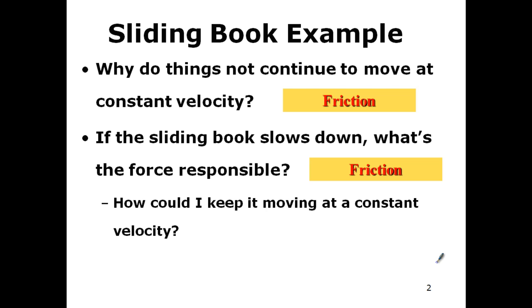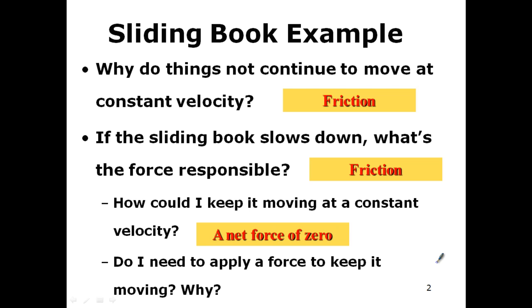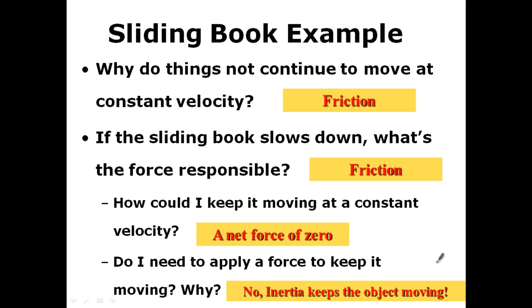So how could I keep it moving at a constant velocity? Is the answer friction again? Nope, gotta have a net force of zero. And do I need to apply a force to keep it moving, and why? Nope, inertia keeps the object moving. So if you can have a net force of zero, all you need is that inertia to keep it moving, because things want to stay in motion because of their inertia, Newton's first law.